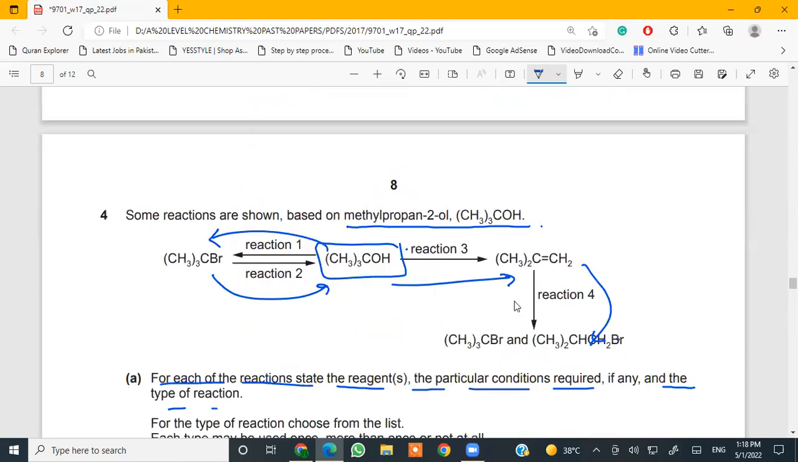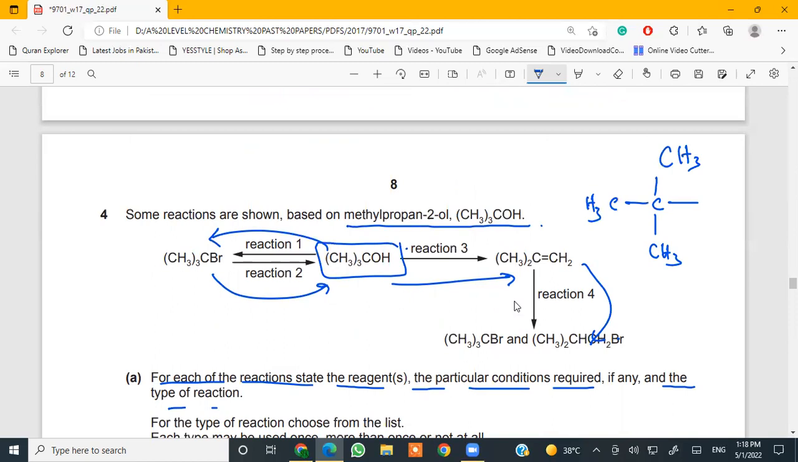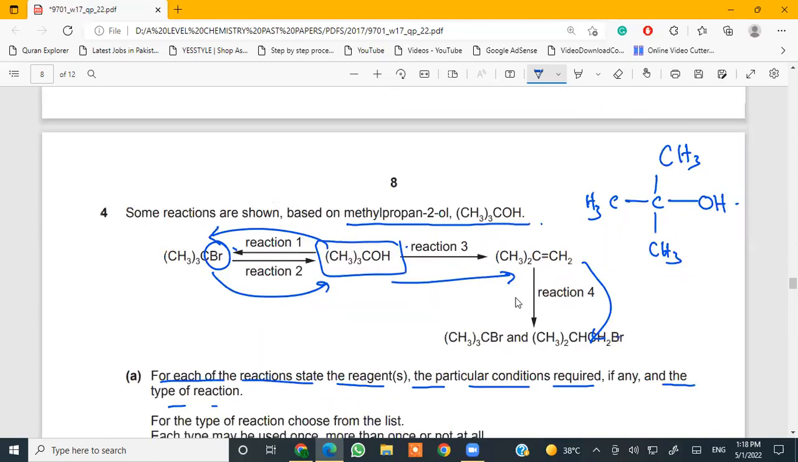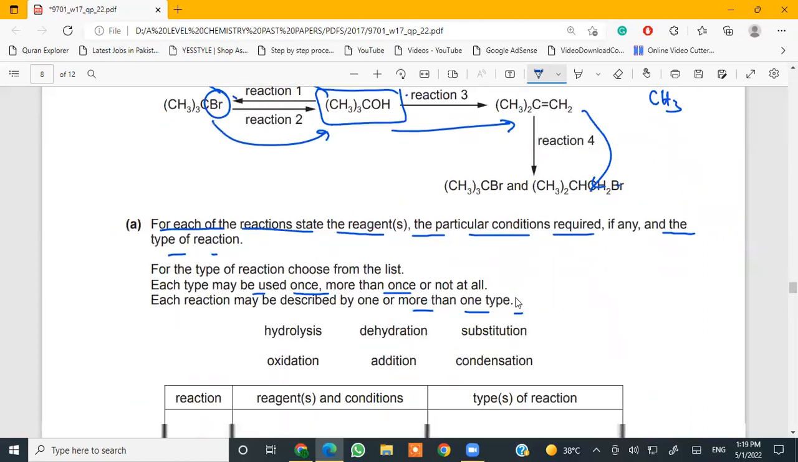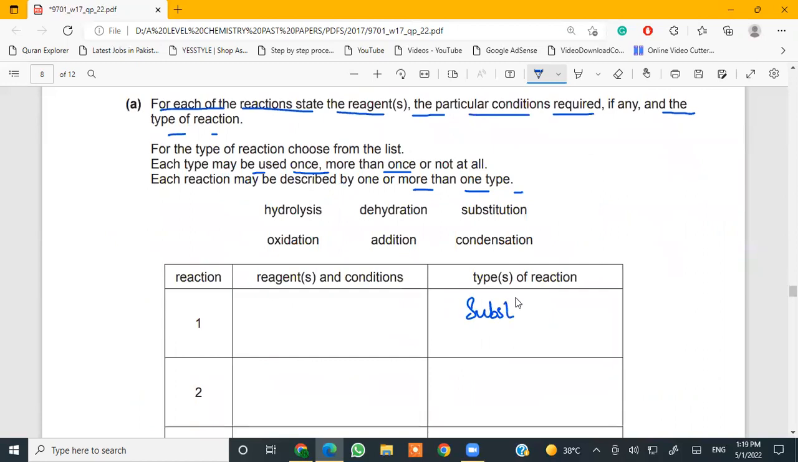So if you look at reaction 1, this is methylpropan-2-ol, sorry. So let's write it down. This is the formula of methylpropan-2-ol. We need to convert it into a brominated product. So what is this? This is actually a nucleophilic substitution reaction with HBr, right? Because you are actually removing the OH and replacing it with another nucleophile, that is bromine, right? So it's a nucleophilic substitution reaction, or you can just write down substitution for alcohols, okay, but not for alkyl halides. This is a substitution reaction.